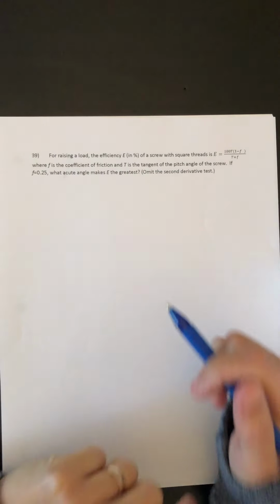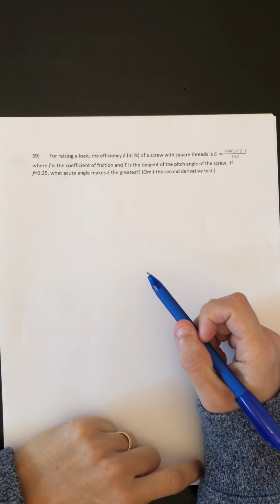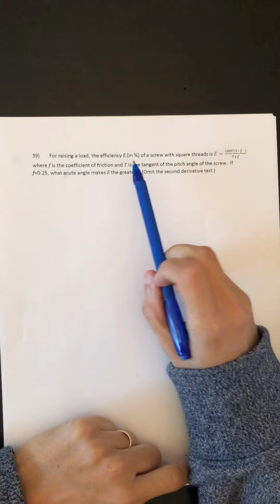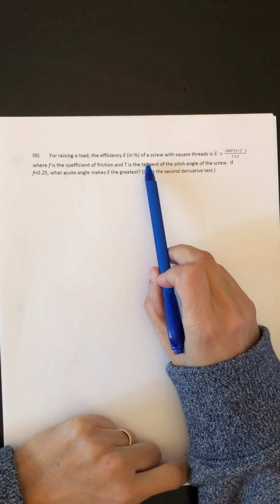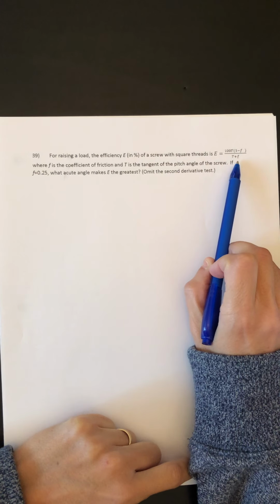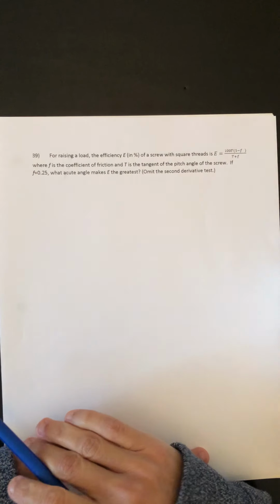Okay, this morning we're going to try a couple of additional examples. These are applied extreme value problems. This is question 39 from the textbook. It says, for raising a load, the efficiency as a percentage of a screw with square threads is given by, and we have an equation.